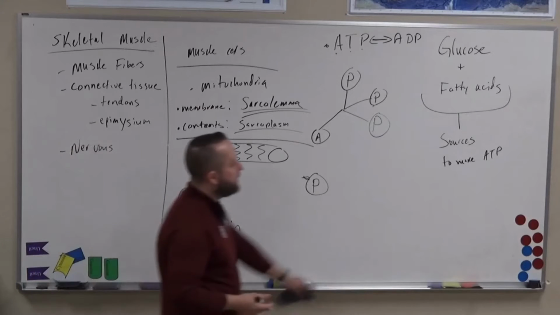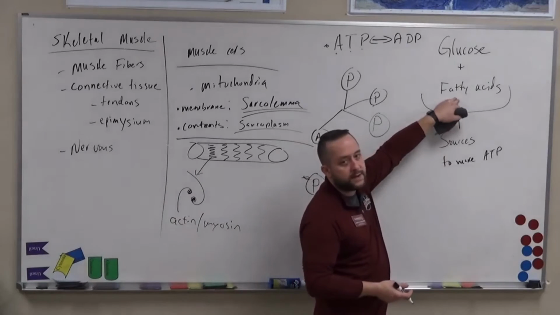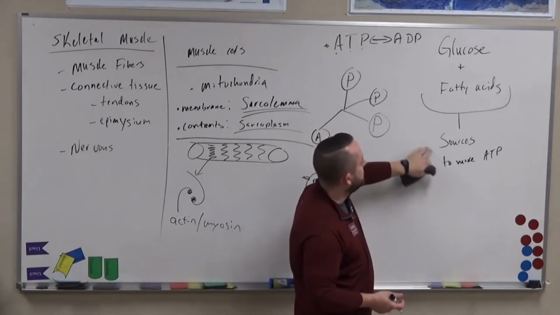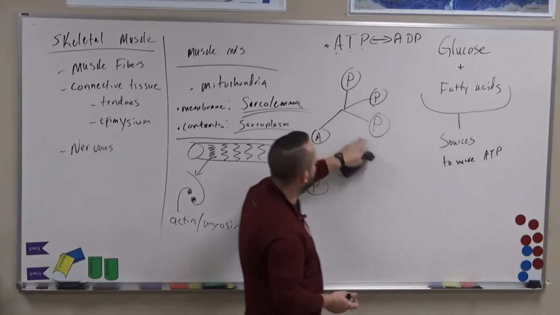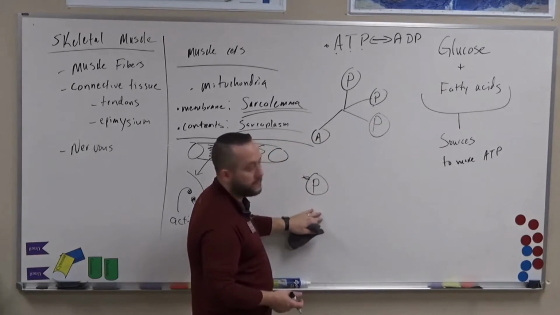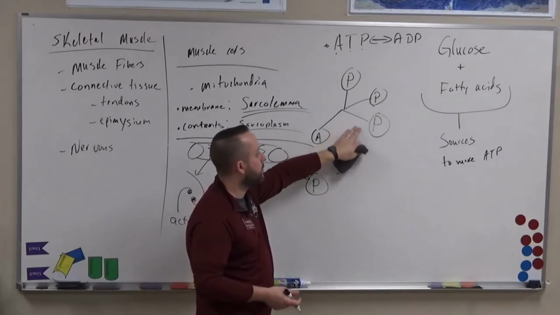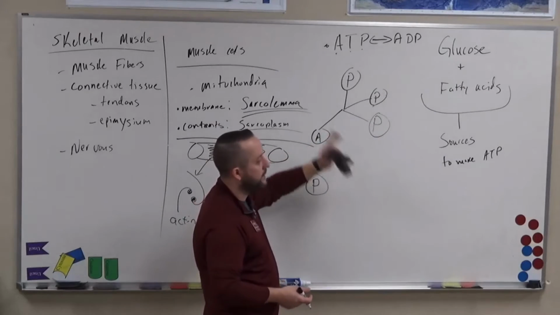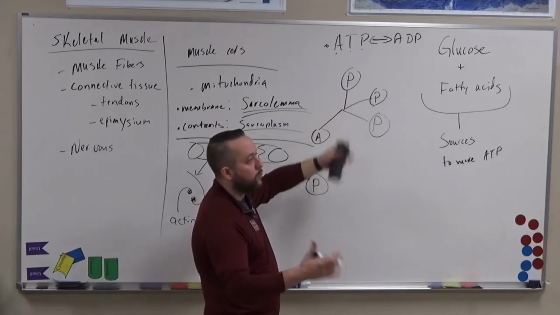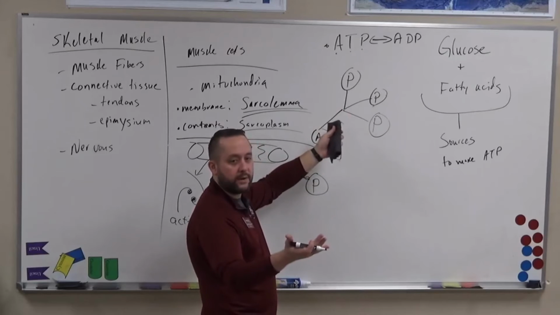Okay, so I'm just trying to, and then fatty acids, they yield some too, but it's not as efficient as glucose. So we can break these down, make ATP, or we can use creatine phosphate and also make it. All right, the point is to get to this, where this phosphate can be peeled off, and then we've got energy released to do work on.